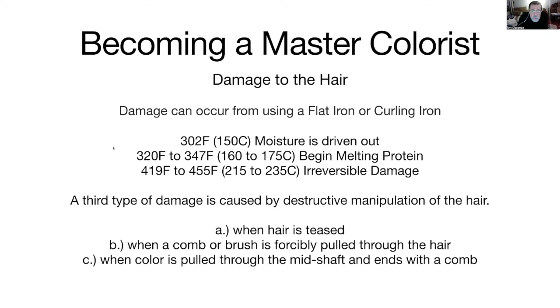Irreversible damage is when you're using a really hot iron and you hold it on the hair. And that irreversible damage starts at around 419 degrees Fahrenheit for finer textured hairs and goes up to about 455 degrees Fahrenheit for coarse textured hair. Remember, this is when you hold the flat iron or the curling iron in place for too long a time, and what you end up doing is causing irreversible damage to the hair.